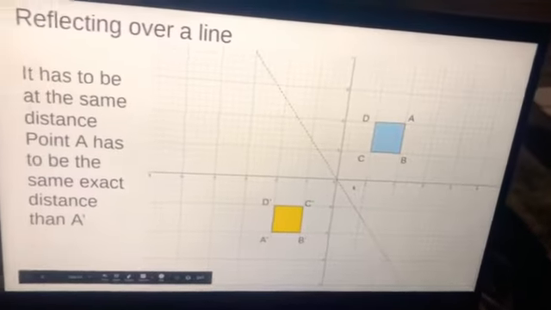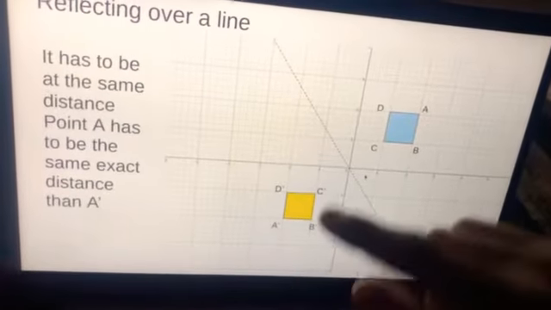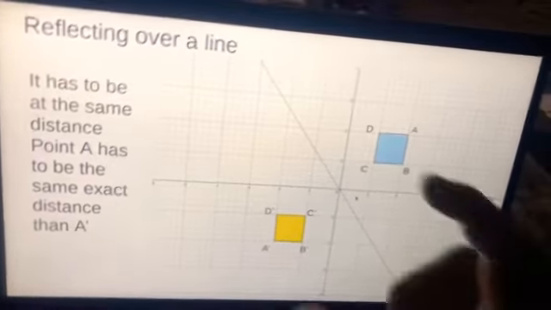They are the same distance. So that's what you gotta do. You gotta make the figure on the opposite side with the same distance.